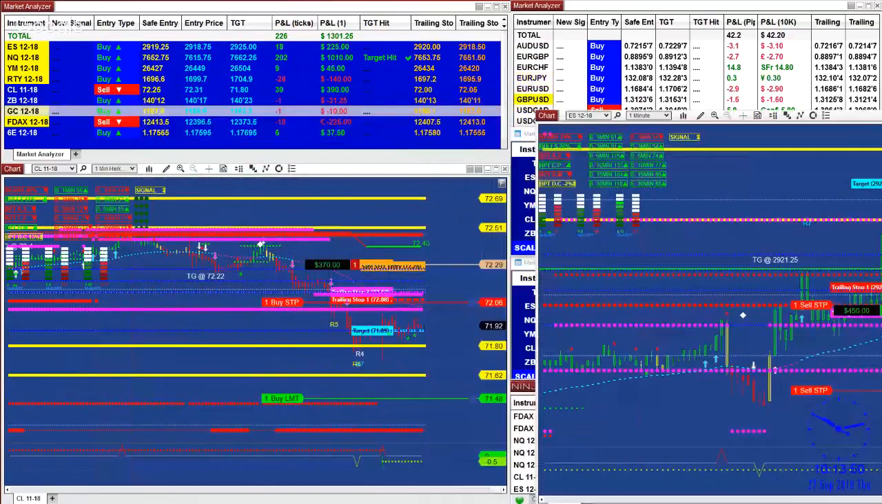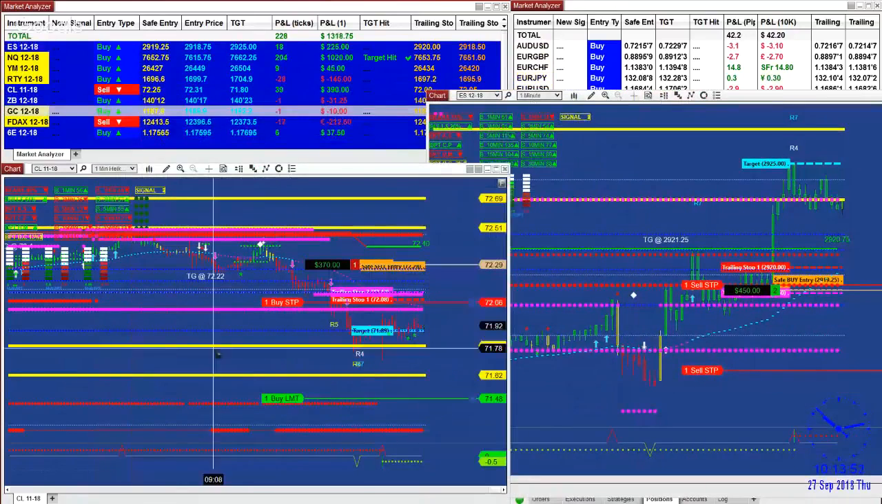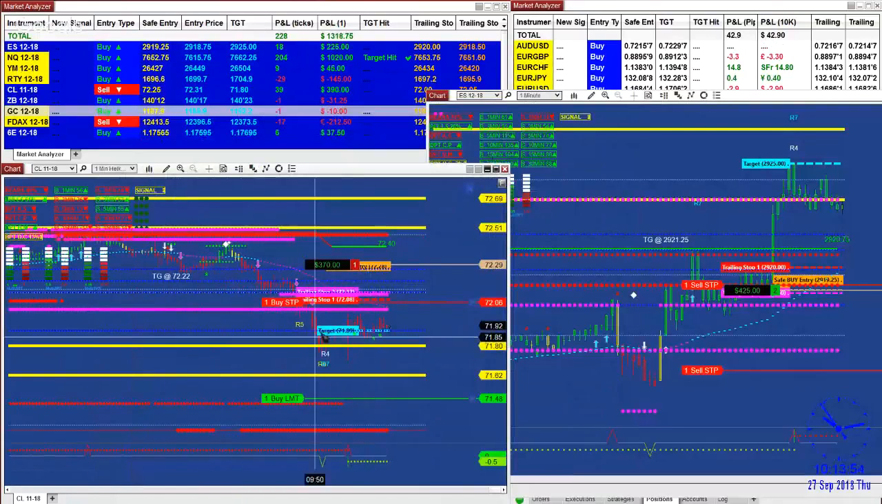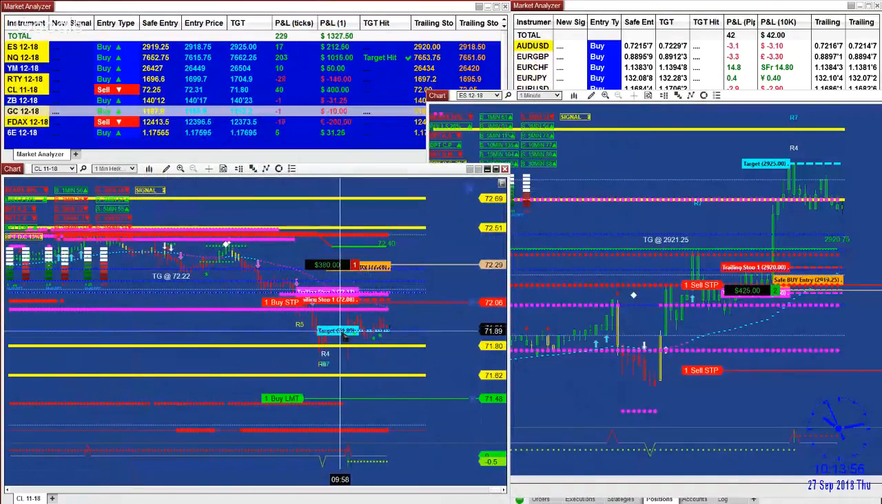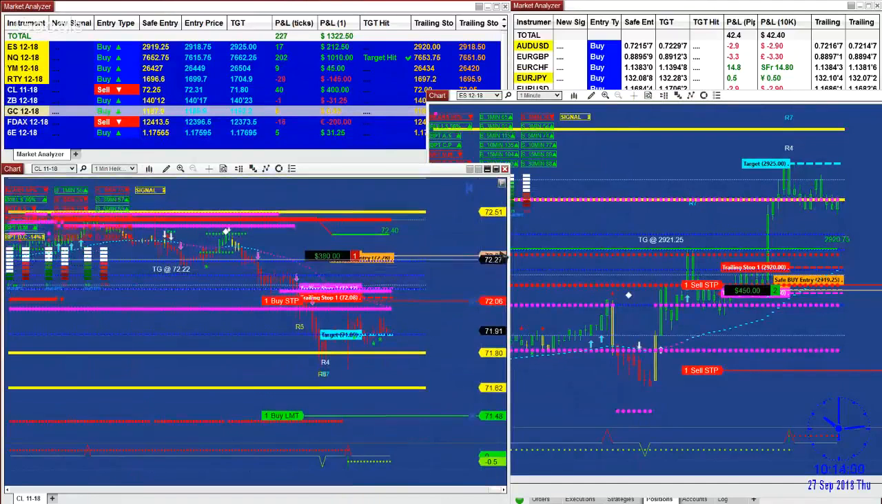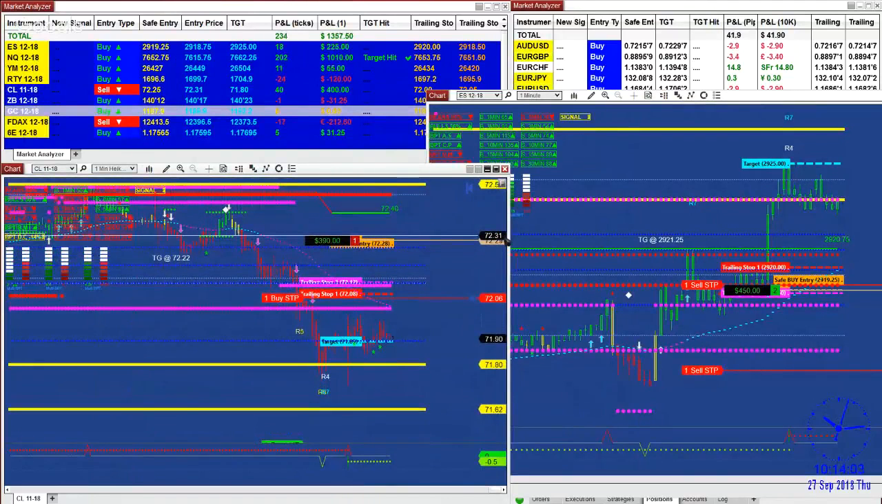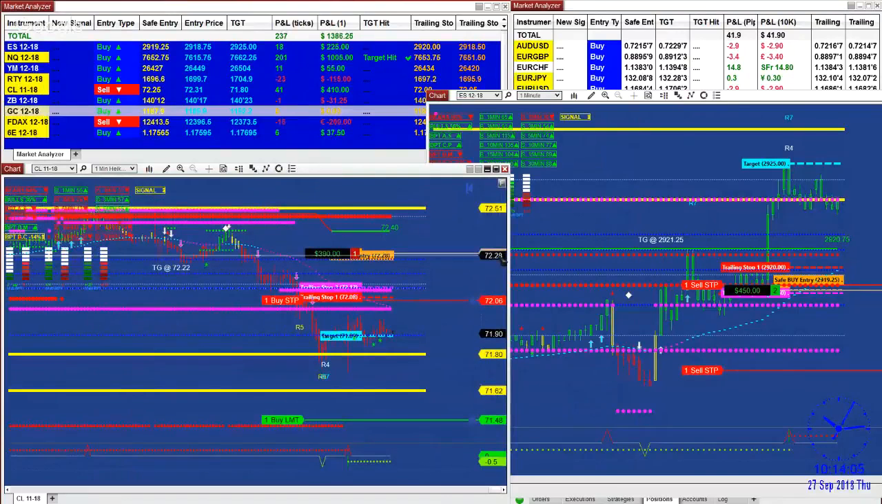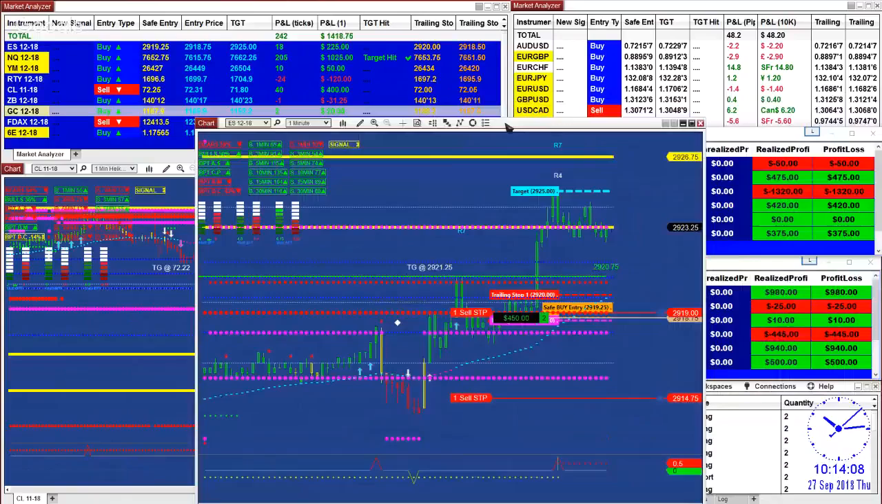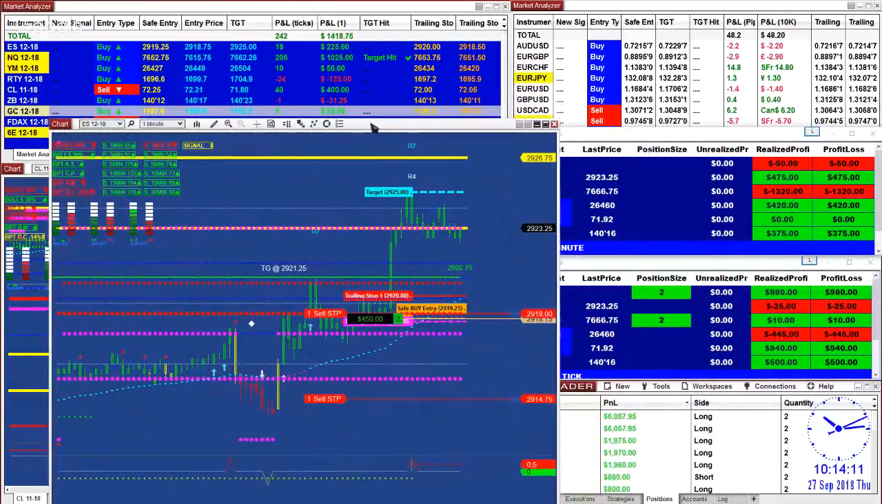I think the CL has died on us. Let me see. The CL, after it hits the target, nothing has happened. I think the party is over on the NASDAQ, on the CL. We will see. So what we are looking for, actually, guys, is a new signal.